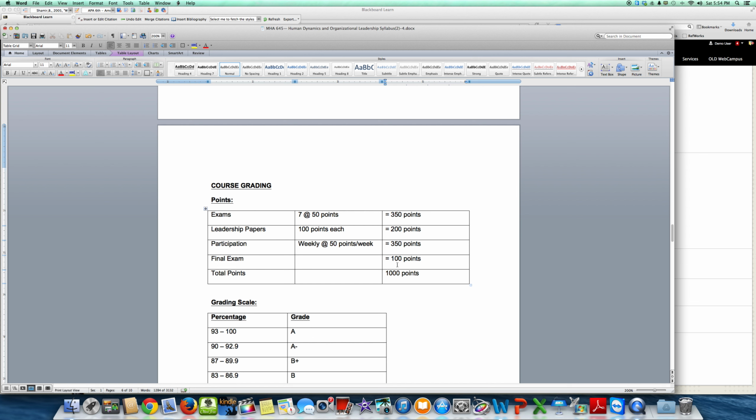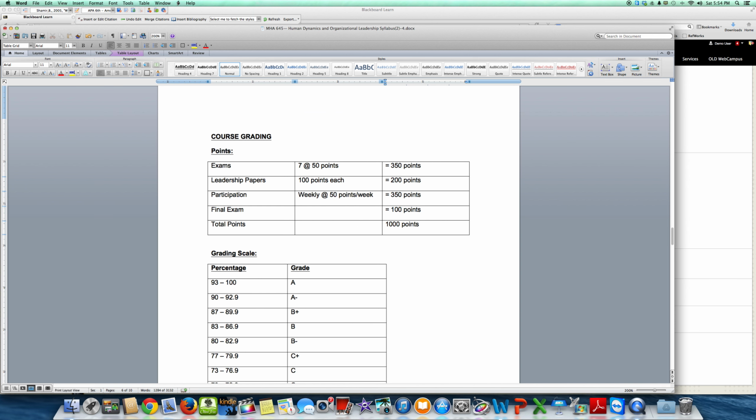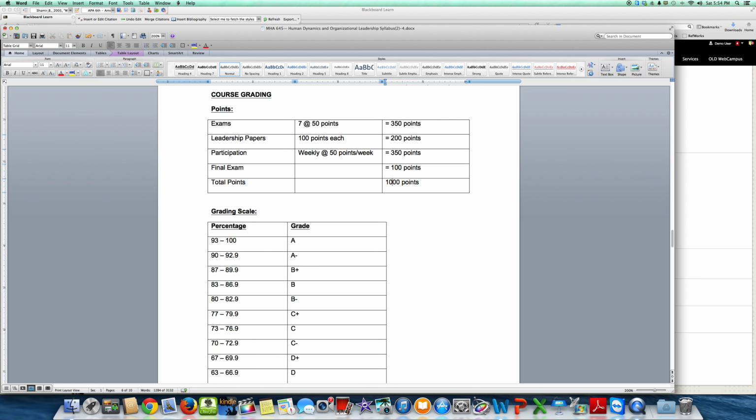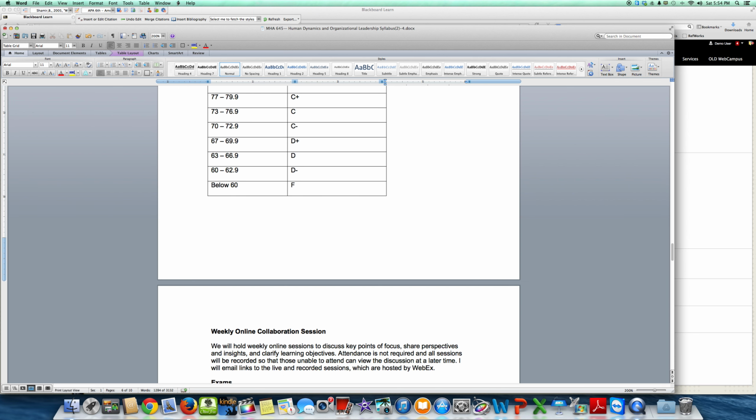Basically, what we have here is 2 papers, not 3. I started out thinking about doing 3 papers, but I decided to do 2. Now, if you all want me to do 3, we can certainly make that happen. But we'll talk about it in our collaboration meetings. You can see here the grading scale, which is pretty much standard for UNLV.